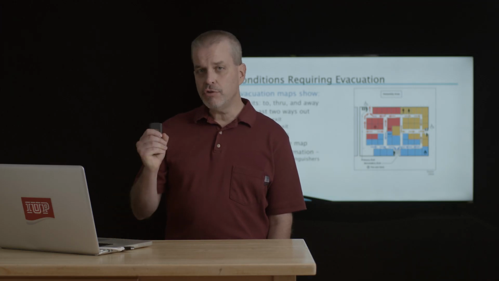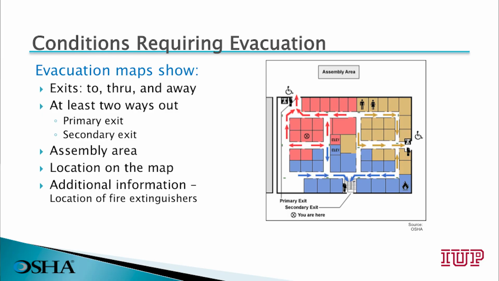Evacuation maps are an essential part of an emergency action plan. They need to show exits, at least two ways in and out with a primary and a secondary exit, where we're going to assemble outside for accountability, where we are located on that map, and other additional information that's important, such as location of fire extinguishers or pull stations.